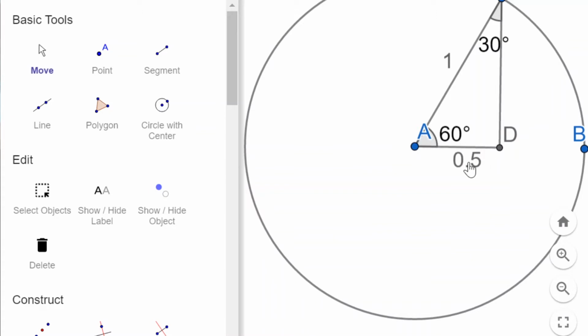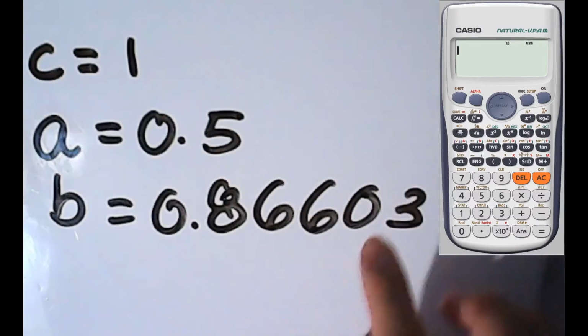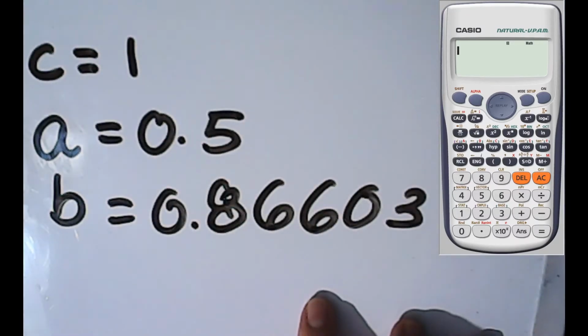When the hypotenuse is 1, the length of the shorter leg is 0.5, which is 1/2 of the length of the hypotenuse. The length of the longer leg is said to be square root of 3 times the length of the shorter leg. GeoGebra showed us that the length of the hypotenuse is 1, the length of the shorter leg is 1/2 the hypotenuse, and the length of the longer leg is square root of 3 times the length of the shorter leg.